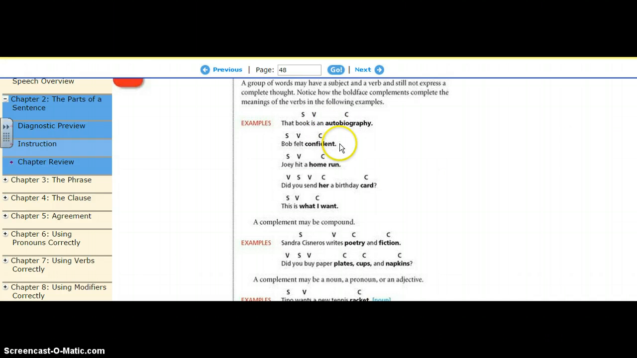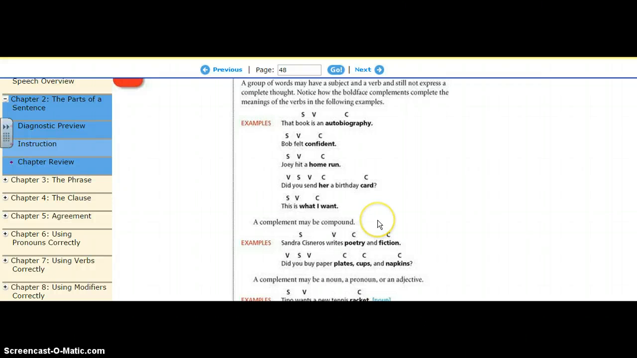Bob felt confident. If we didn't have the complement, it would just be Bob felt, and that really doesn't make any sense. Joey hit what? A home run. Then we have the compound verb and a compound complement. Did you send her a birthday card? Did send is the verb. The subject is you. And what did you send? Her card.